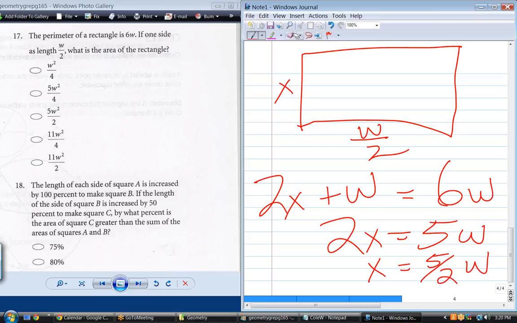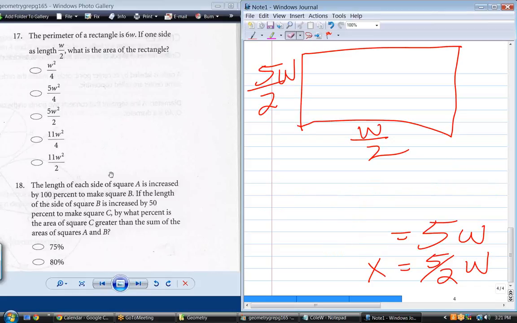Well, now I can go back and in place of the x, I can write 5 halves w. And now, what is the area based on those two dimensions? Notice that all my answers have a w in them. So it's fine to have both my base and my height in terms of w. So 5w squared over 4. Got it.